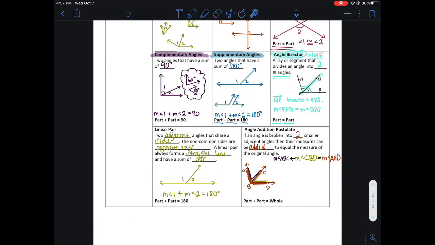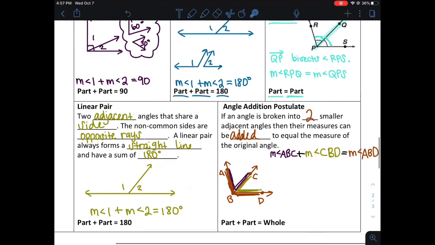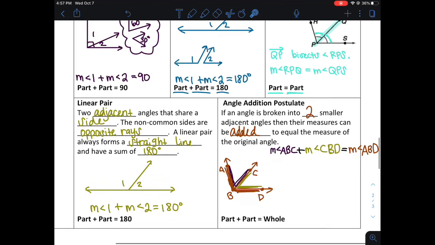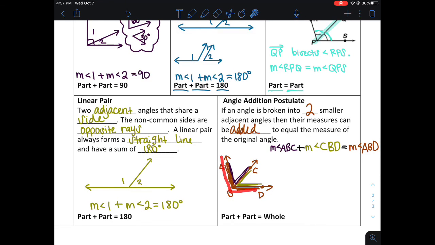Very important. All right, lastly is the angle addition postulate, which is just like the segment addition postulate. Basically, it's just saying, if I take this angle right here, ABC, which I wrote right there, and then if I add it to angle CBD, which is this angle right here, if I add those 2 together, they have to equal ABD, which I wrote right there. And again, this is a part plus part equals whole, and that's pretty much it for angles.